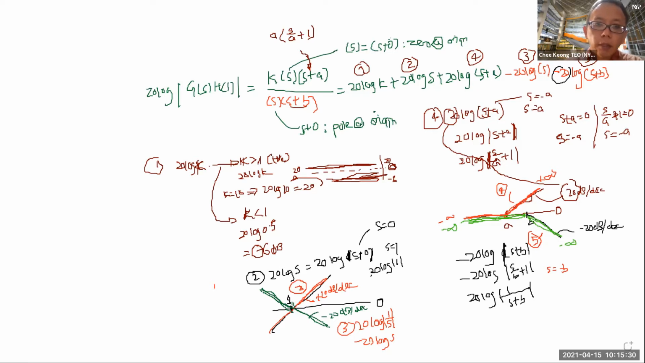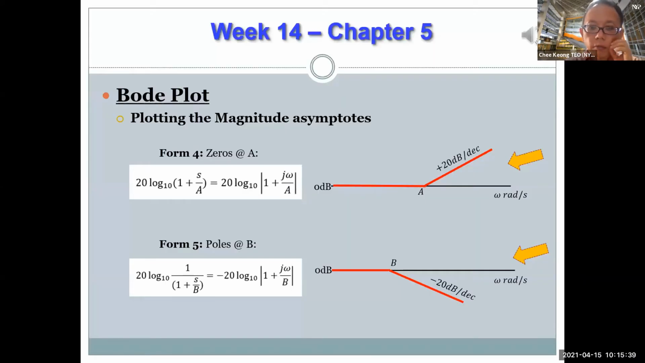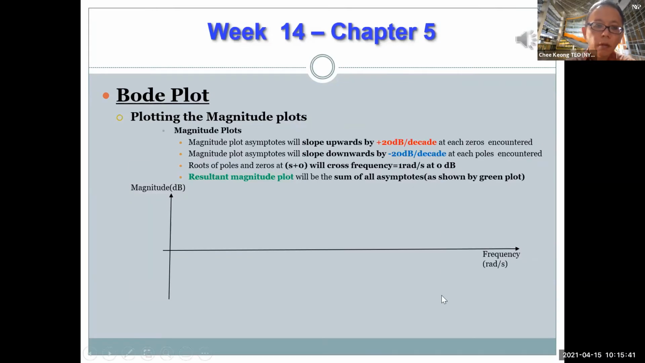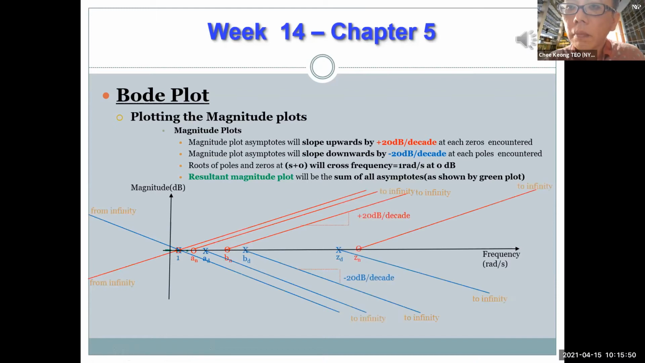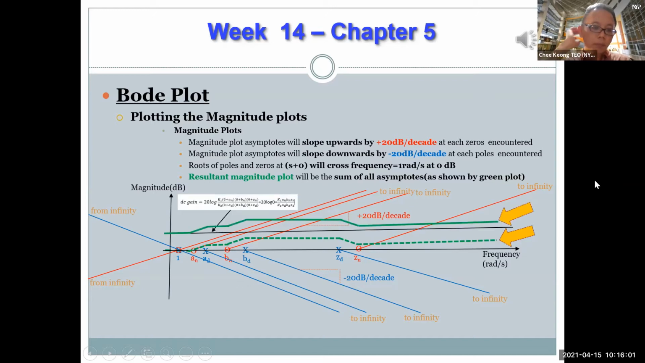So let's proceed to look at the other page. That is for the magnitude plot alone, right? Using the forms for all the magnitude asymptotes plotting, each asymptote can be drawn onto the magnitude plot. After that, summation is done on all the asymptotes to get the green dotted line. The green dotted line is still not final as we still need to shift it by the gain term to the green solid line. The green solid line will be the final gain plot.